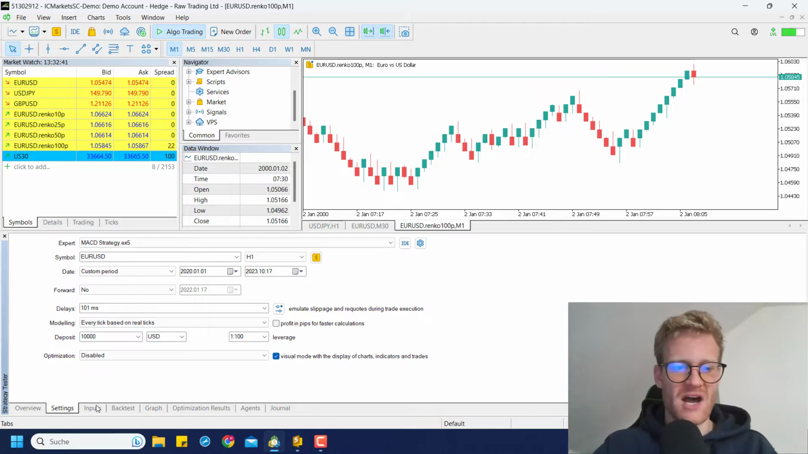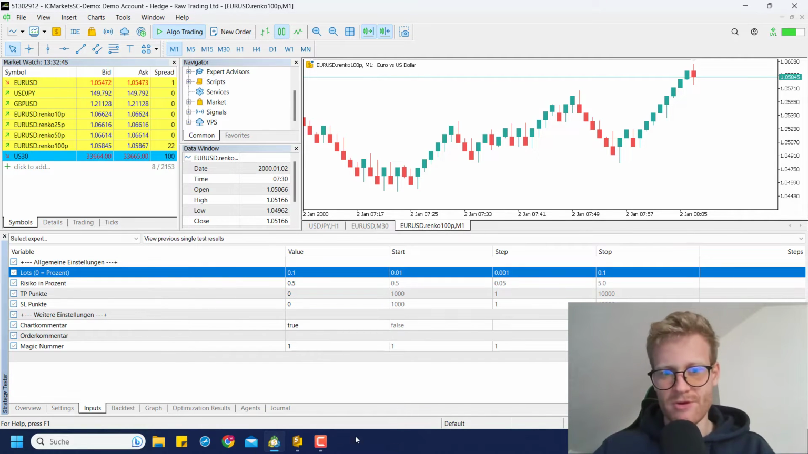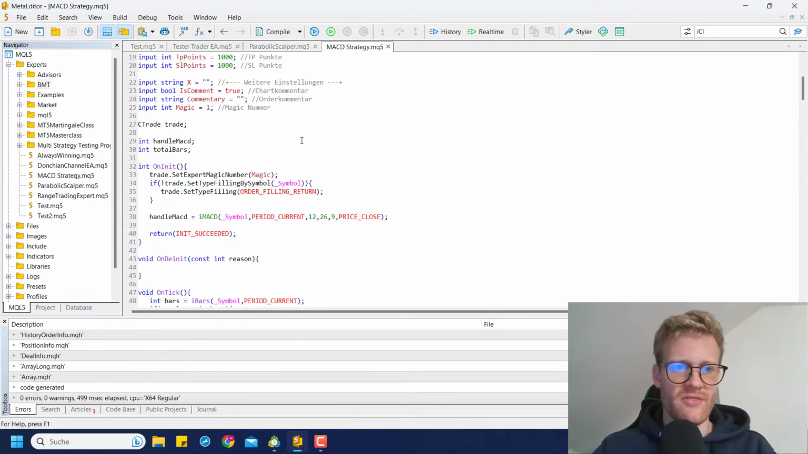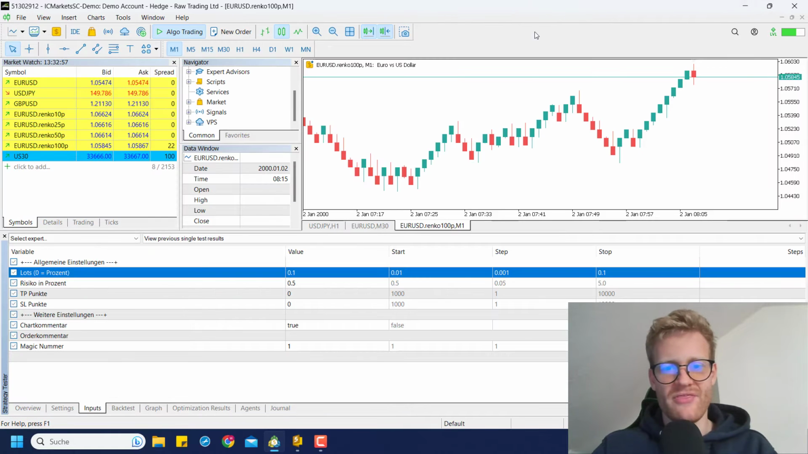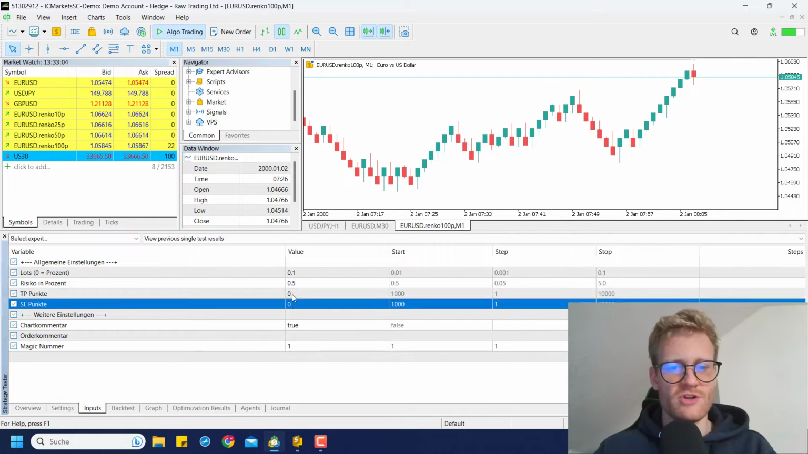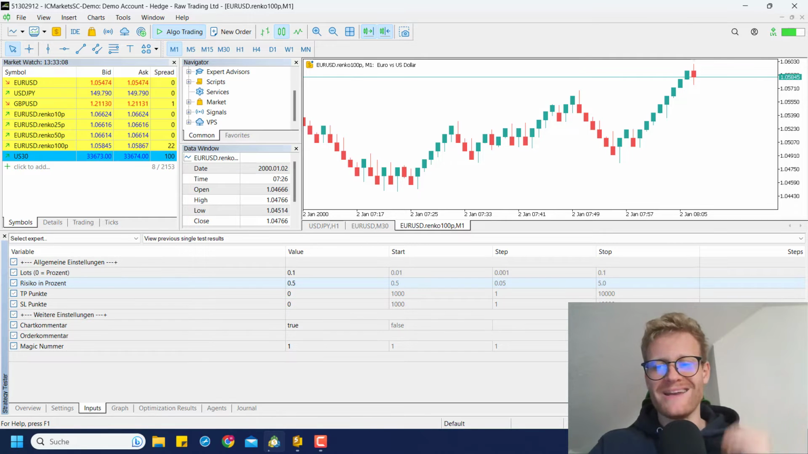So over 3.5 years. If you have a look at the inputs, we do not see inputs for the MACD because I hard-coded, I can show it to you in the code here, I hard-coded the default parameters, which is 12, 26, 9, and we apply the MACD to close prices. And this is why we always use the default settings for the MACD. As a lot size, we use 0.1 lots, and we do not use a TP or a SL. So it's just the really simple, plain strategy.